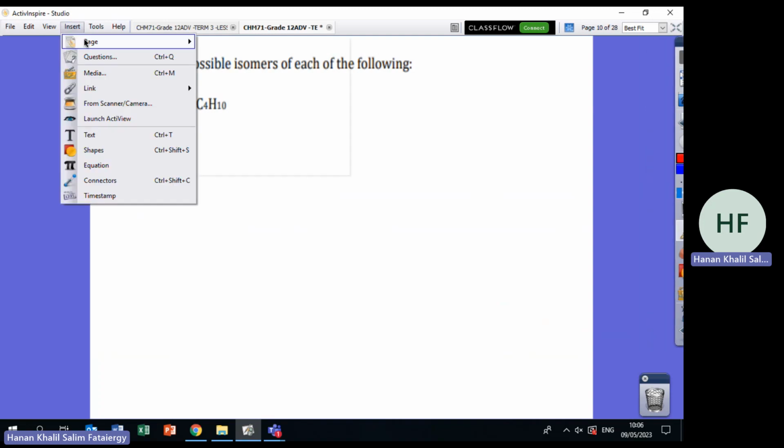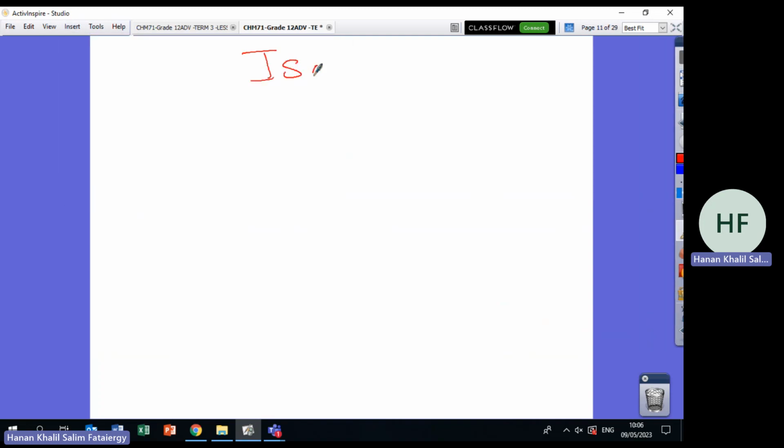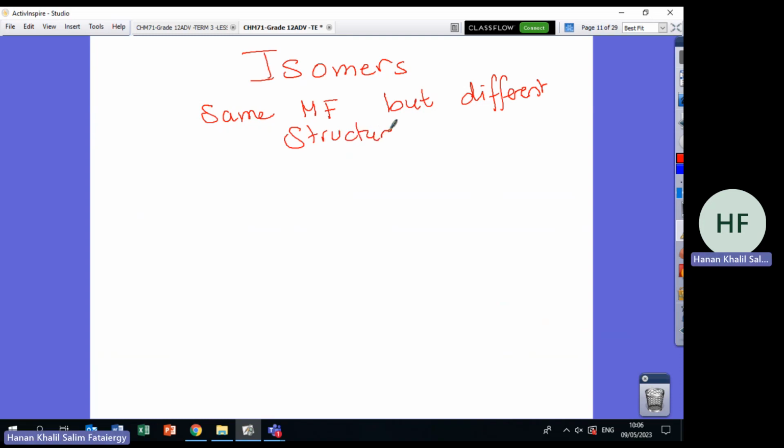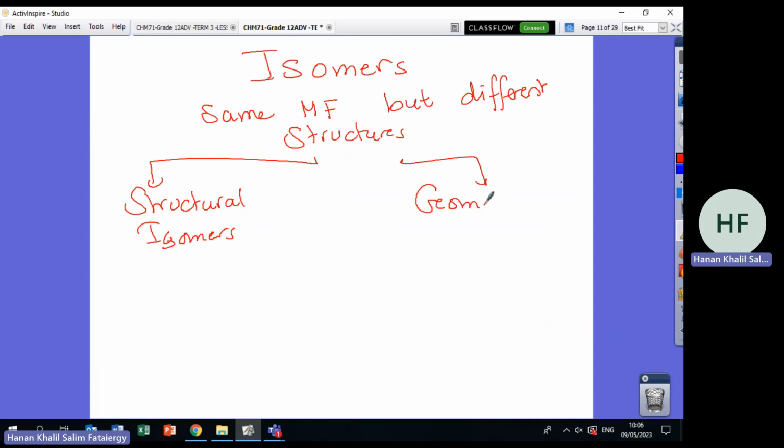Okay, let me insert a page and explain the isomers for you. What do isomers have? Isomers have the same molecular formula but different structures. Okay, we have structural isomers and we have geometric isomers. Now geometric isomers are only for alkenes, with a double bond. They are two types.